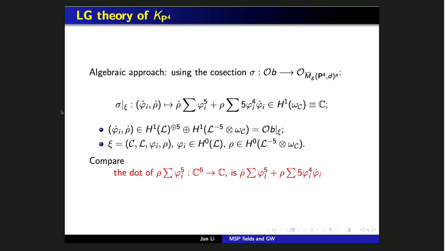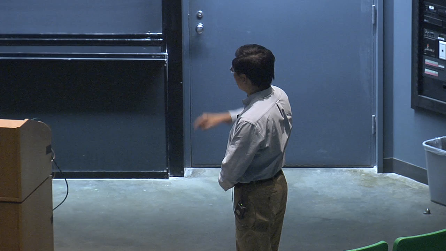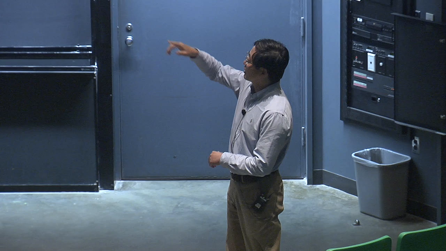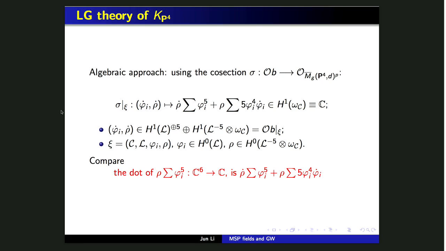So you look at the section. The phi_i are sections of the line bundle L, so I take phi to the power 5. And the rho-dot are those extensions coming from obstruction theory. If you fix the base and you have a line bundle and the section varies, the obstruction to varying the section is from the H1 of the line bundle. So phi-dot is inside H1 of L, and rho-dot is inside H1 of L to the minus 5. And I got the second line, I got this impression.